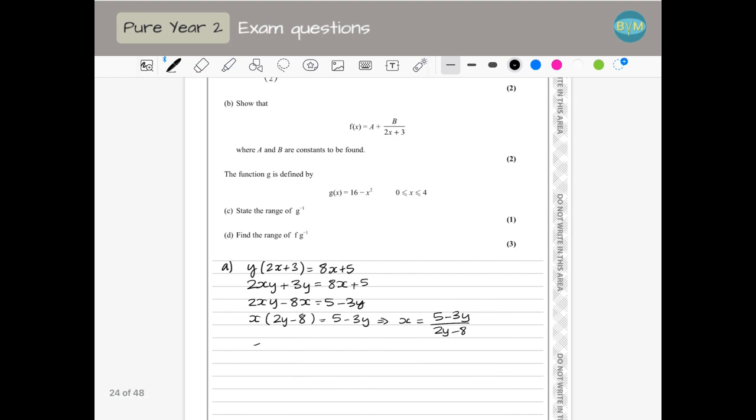And then I can write that f minus 1 of x is going to be, instead of y, I'm going to write x again. So this is my inverse function, (5 minus 3x) divided by (2x minus 8).